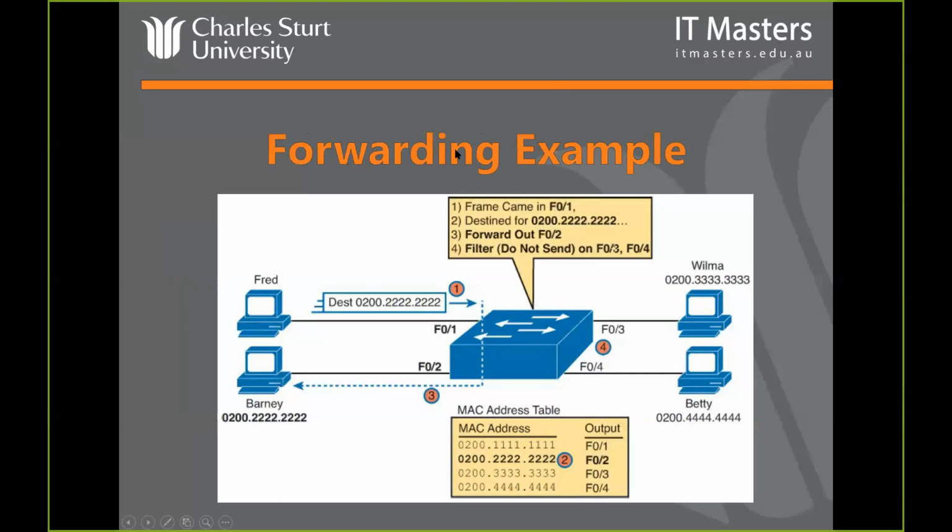There you go. If I'd waited a bit, we could have done this. So if we look at the example, a frame comes in port 1, FastEthernet 0/1, and it's destined for this particular address. The switch looks at its MAC address table, which is down here. So the second step is it goes to the MAC address table, and it can see that that MAC address is tied to port 2. So it forwards that packet straight out port 2, but it doesn't send it anywhere else. It filters it on all other ports. So forward out port 2, filter on ports 3 and 4, because these MAC addresses are obviously different.